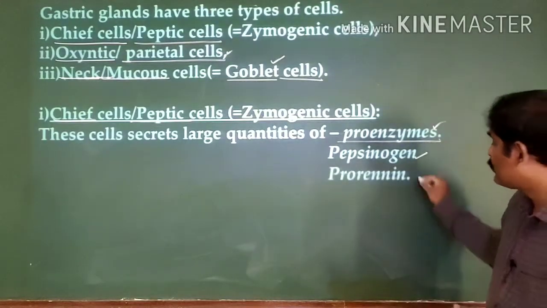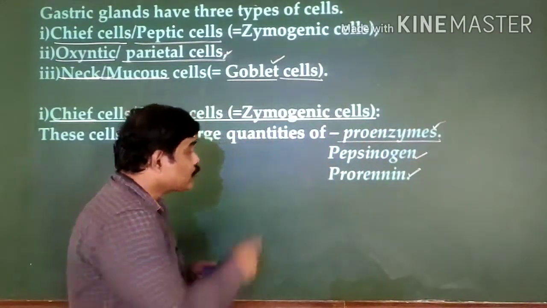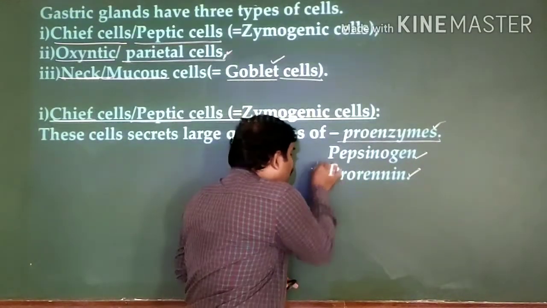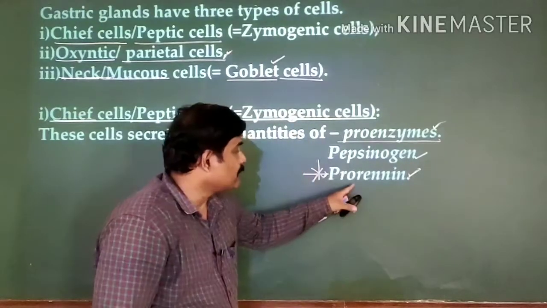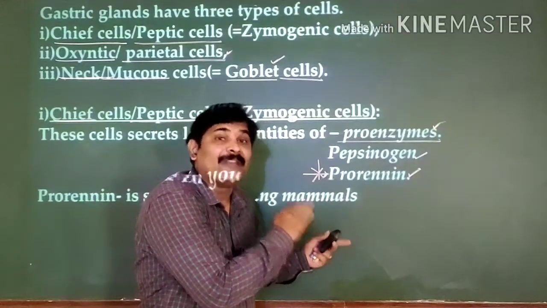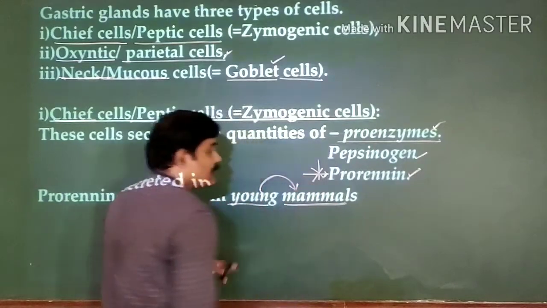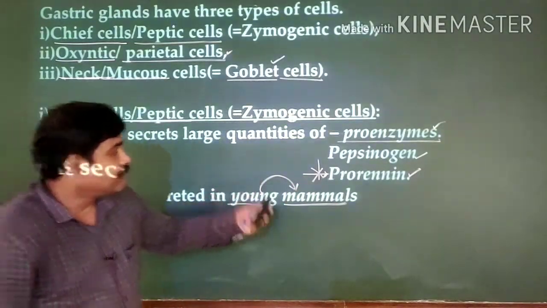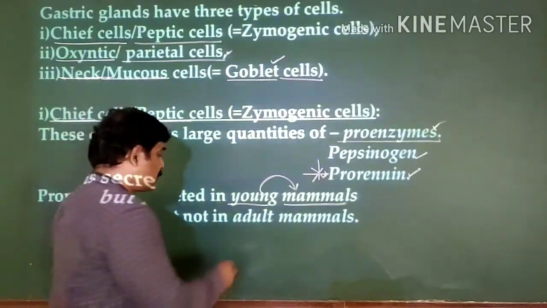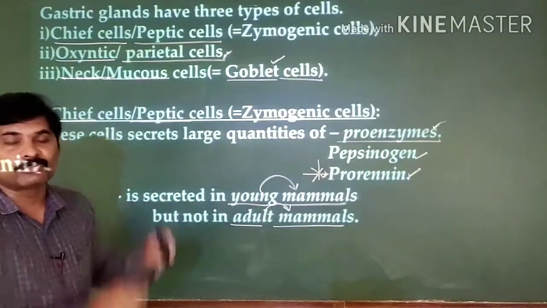Thereafter, prorenin is another important proenzyme. These two are inactive enzymes. But the very important point related to prorenin is that it is only produced in young infants, or in young mammals. Whereas this proenzyme, prorenin, is not secreted in adult mammals. This is an important point. In adult mammals, it is not produced.